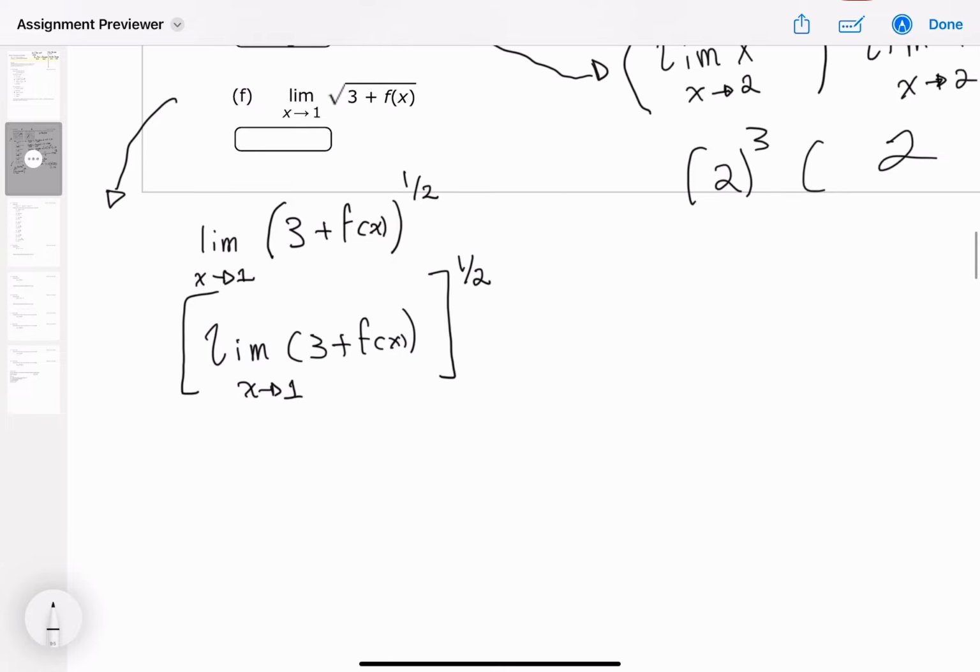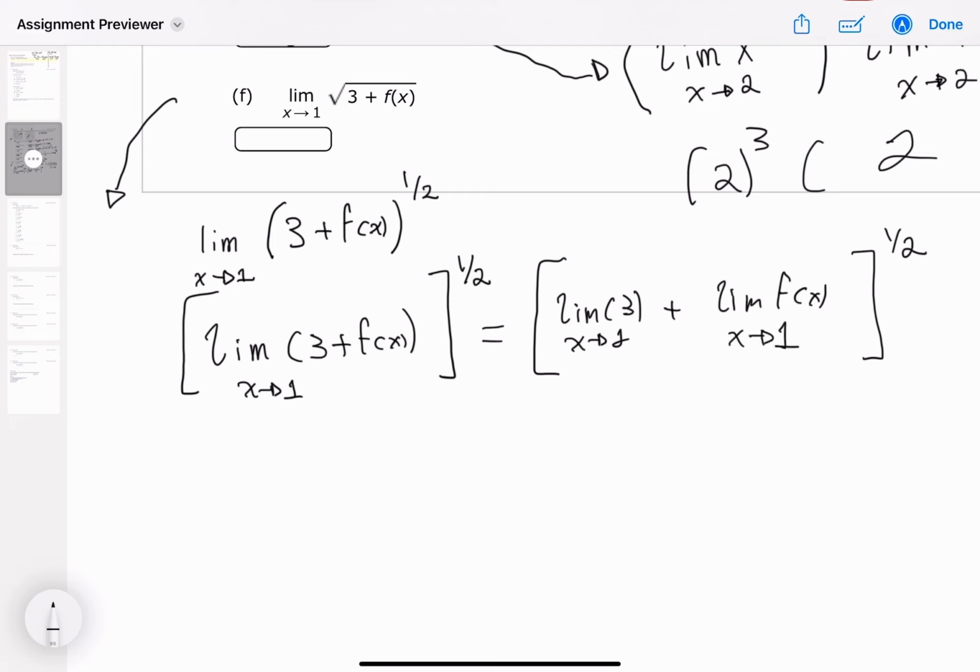But still, I don't know the graph of 3 plus f of x. What I can do is, again, rewrite this. The way I will rewrite this is to split that sum into two different limits: the limit of 3 as x approaches 1, and the limit of f of x, again as x approaches 1. This one here is a 1.